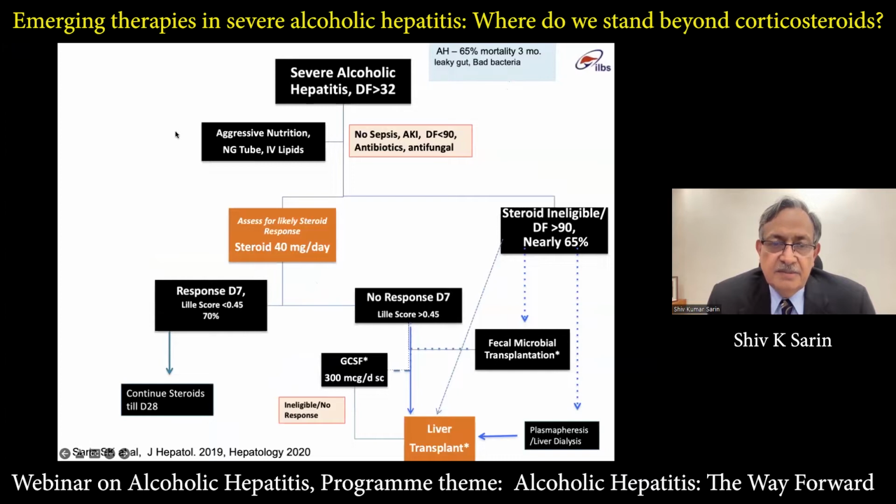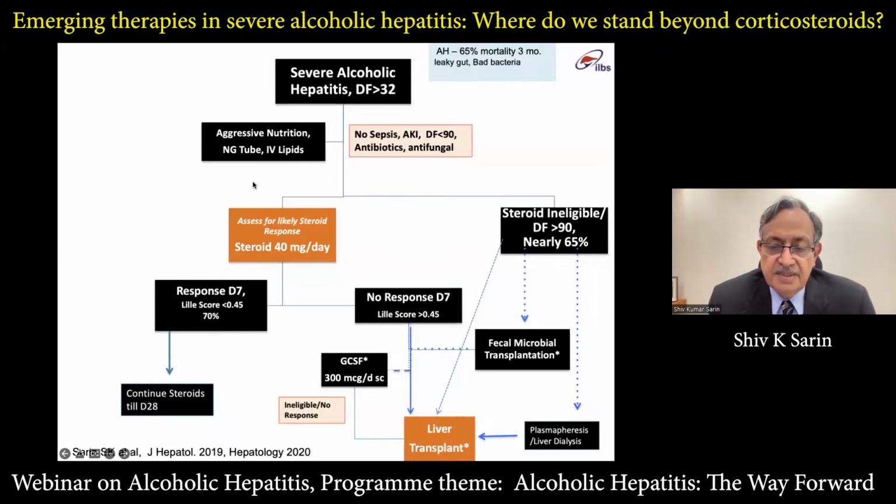The common pattern would be to give aggressive nutrition, put an NG tube, IV lipids. If no sepsis, AKI, and DF is less than 90, we give antifungals and antibiotics. This is the initial time. Assess for steroid response. If there is response, continue. If there is no response or the patient is steroid ineligible, which is possible as Dr. Singhal said, then you have alternative options. I will come to it again.